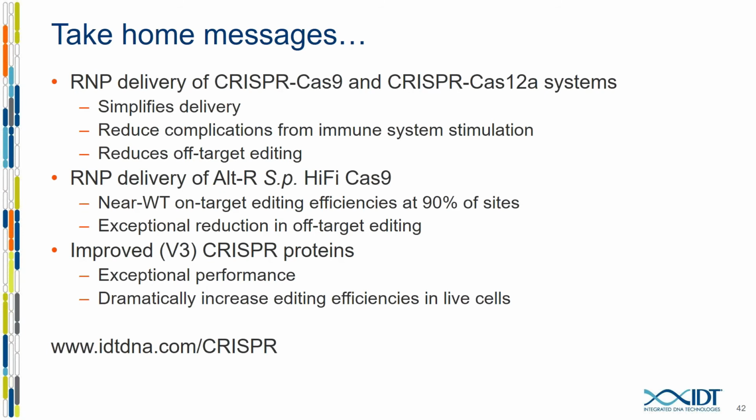So what should we take home from this talk? Well, RNP delivery of Cas9 and Cas12a systems, I think, are the way to go. It simplifies everything. You eliminate the complexity from immune system stimulation and toxicity, and you can dramatically reduce off-target editing without using high-fidelity proteins. For Cas9, I think you can comfortably use the HiFi protein to ensure that you're going to get good on-target editing and exceptional reduction in off-target editing.